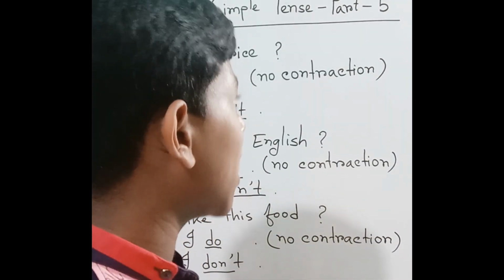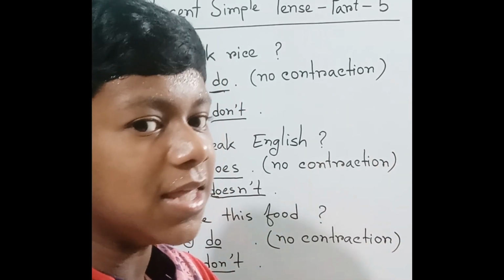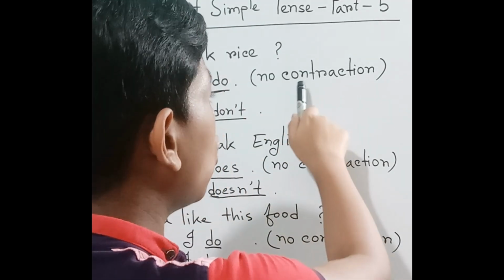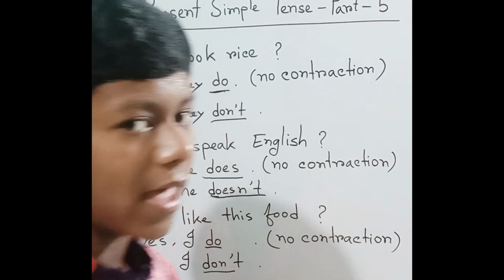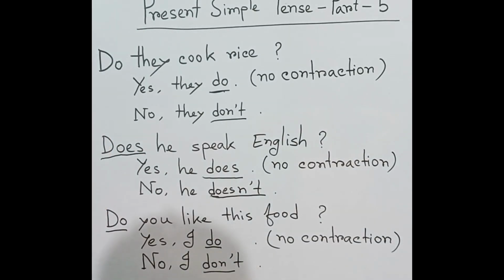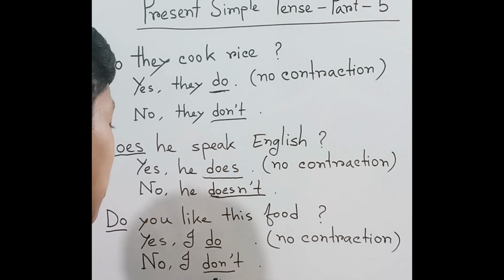Because in this, we have learned these two sentences. We have already learned that in negative there is a contraction, but in positive there won't be any contraction because it's positive. So, do you like this food? You can answer yes, I do. No contraction here. And if you want to answer that person shortly in negative, you can say no, I don't.